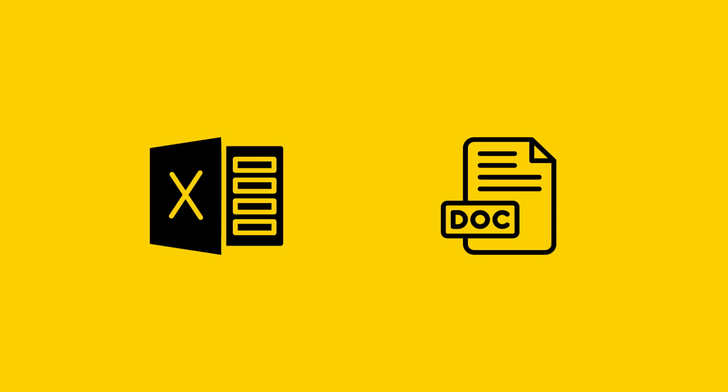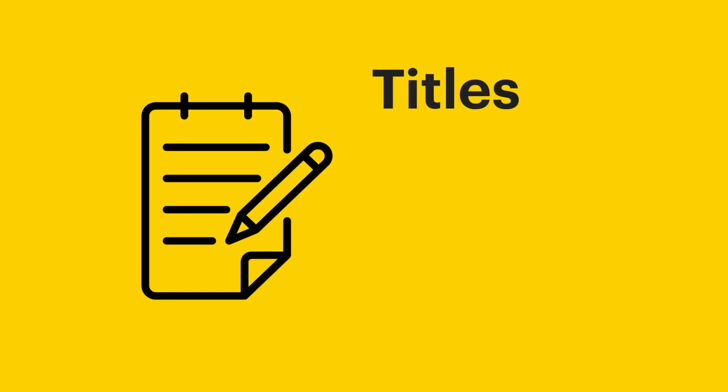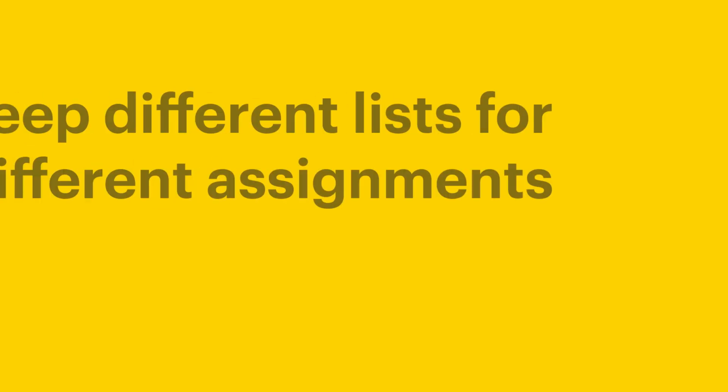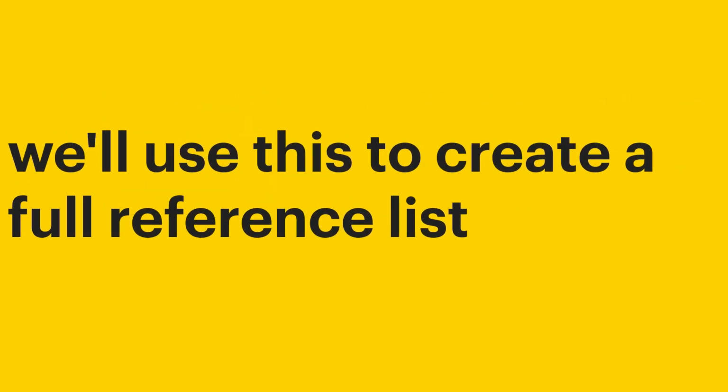Lots of students I speak to use a spreadsheet or Word document for this. As a minimum, record the ISBN of any books you cite and the web address or DOI of any articles you cite. But it's good to keep a list of titles, authors, and editors of your sources as well. You should keep different lists for different assignments, even if some of the sources overlap. We'll use this at the end to create a full reference list.